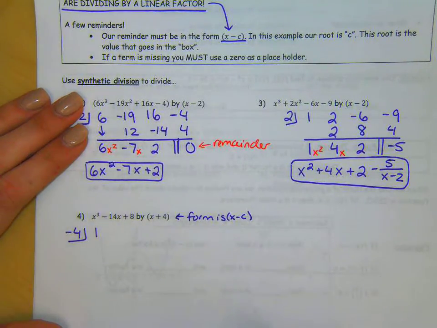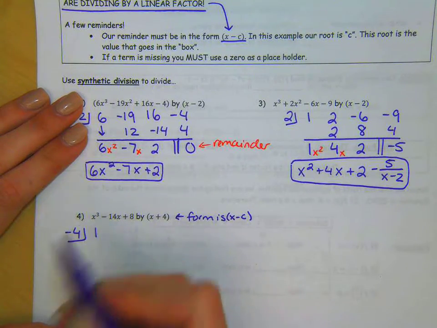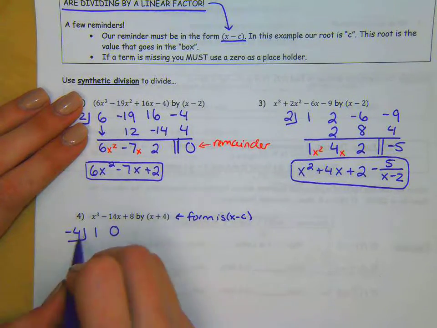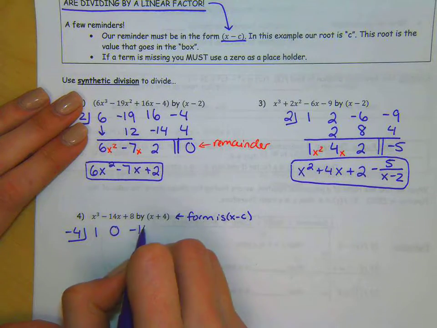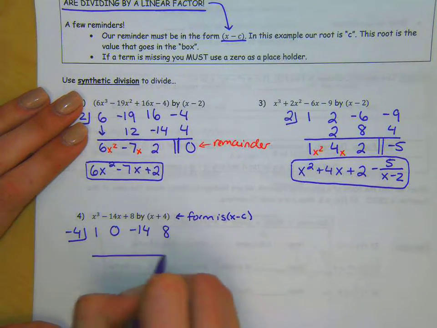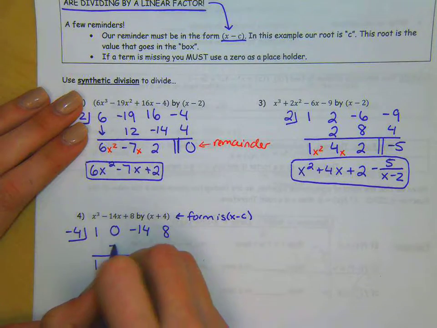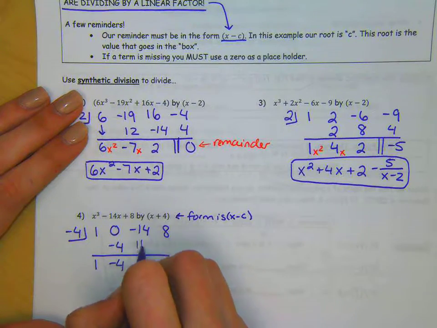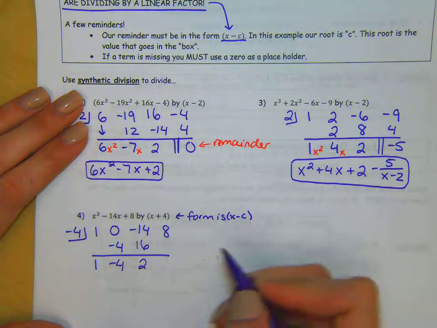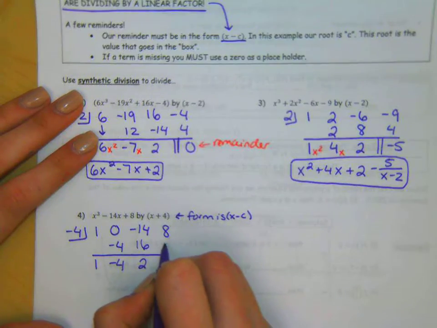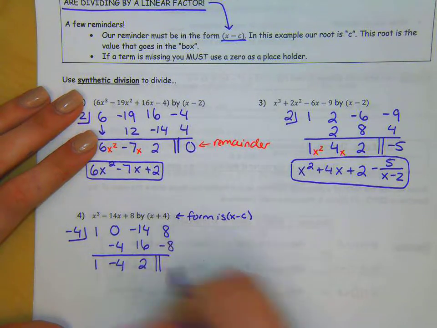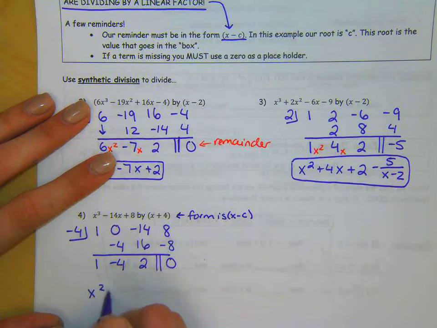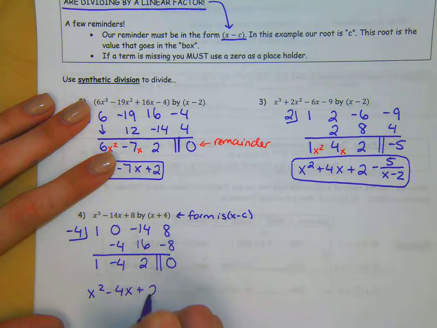Leading coefficient of 1. There is nothing for x squared, which technically means there's a leading coefficient of 0, and we need to put that placeholder there. So 1, 0, now we can move on to the x. We've got a coefficient of negative 14, and then positive 8. Bring down the 1, multiply, add, multiply. Negative 4 times negative 4 is positive 16. Add, negative 14 plus 16 is 2. Multiply, negative 4 times 2 is negative 8, and so the spot for our remainder is 0, so no remainder. This brings us to x squared minus 4x plus 2 as our final answer.